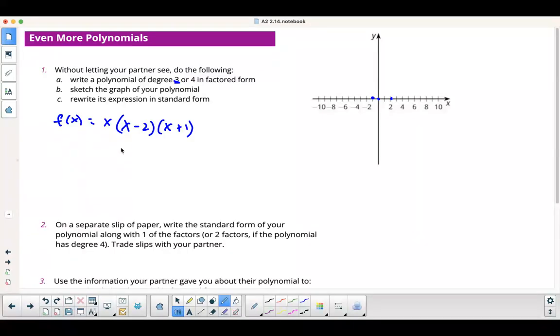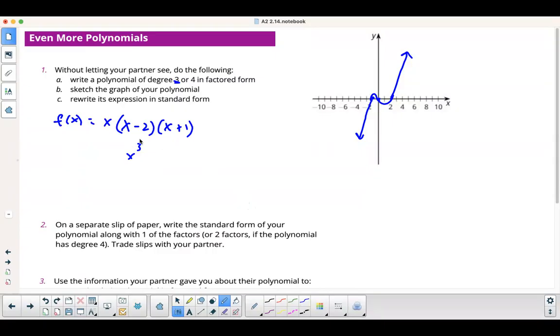Okay, my end behavior, if I multiply this out, I'm going to get a positive x cubed. So the right side is going to go up, left side goes down. My y-intercept is 0. It's going to go through that point right there at 0. Something like that. Rough sketch.